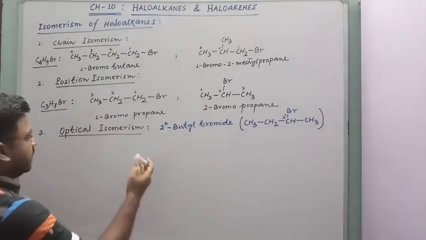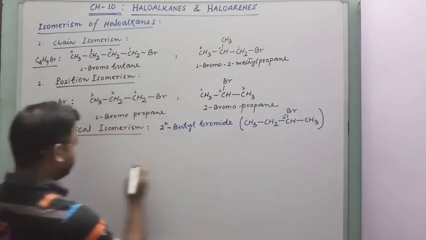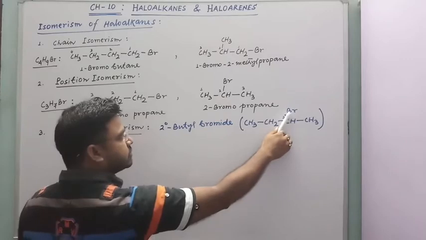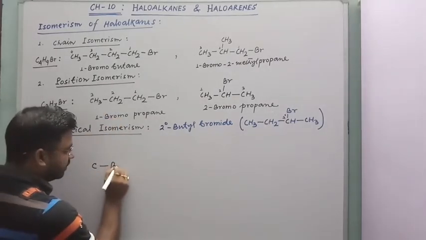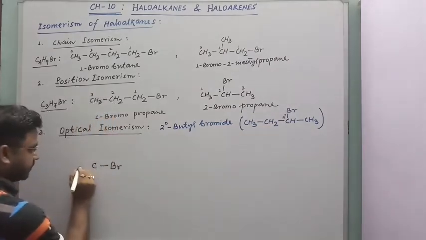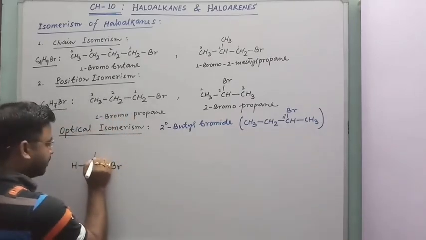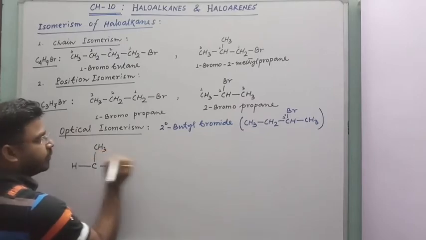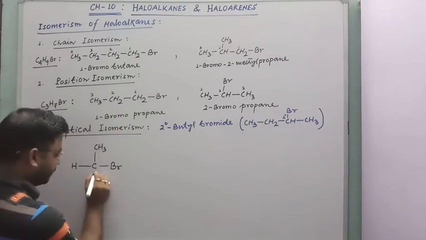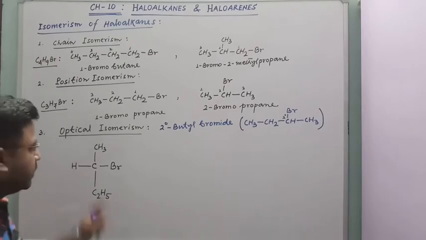See the example of how it can show optically active isomers. This carbon is the secondary carbon. This carbon is attached with the halogen Br. This carbon is also attached with 1 hydrogen. This carbon is attached with 1 CH3 group, and with a C2H5 group. So what is a chiral carbon?